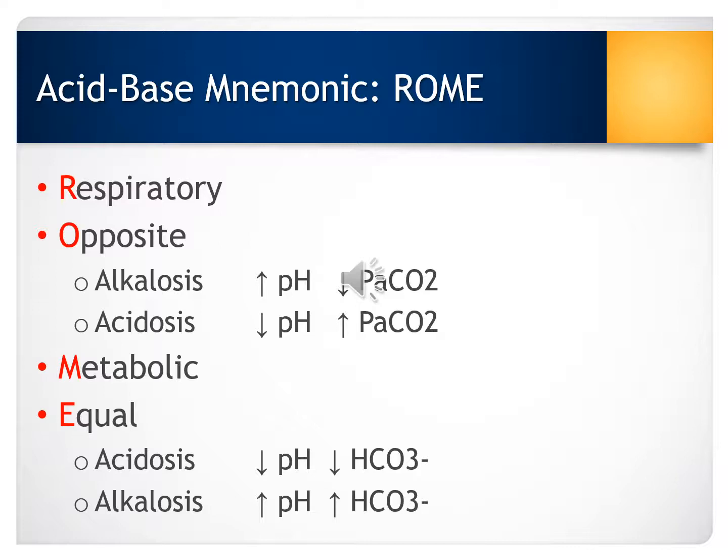When we're looking for a metabolic problem, they will be equal, meaning that the pH will match the bicarb. So for metabolic, we're looking at pH and bicarb. So if our pH is low and our bicarbonate is low, we would have metabolic acidosis. If the pH is high and the bicarb is high, we would have metabolic alkalosis.